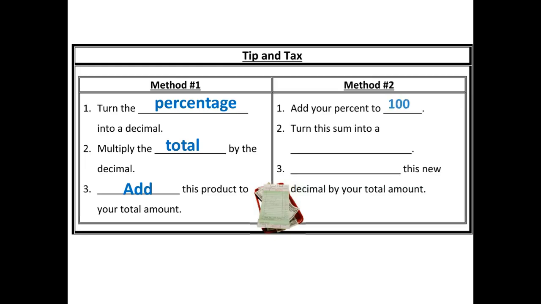We start by adding the percent to 100. With discounts, we subtracted from 100 because the value was decreasing by a percent. With this method, we're adding to the 100 because we're increasing our percent. Turn this sum into a decimal. Move the decimal place over 2 places to the left. And now that I have the 100% and the extra percent added on already, I'm going to multiply this new decimal by our total or original amount.